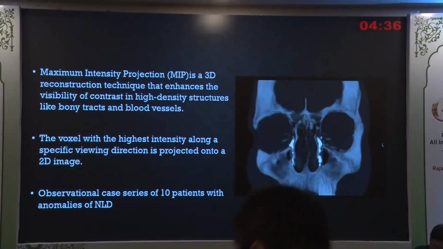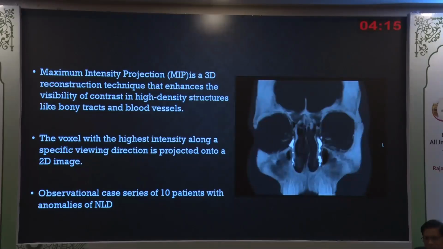The maximum intensity projection, or MIP, is a 3D reconstruction technique that enhances the visibility of contrast in high density structures like bony tracts and blood vessels. The voxel with the highest intensity along a specific viewing angle is projected into a 2D image. So basically a 3D image is projected into a 2D image for easy interpretation.